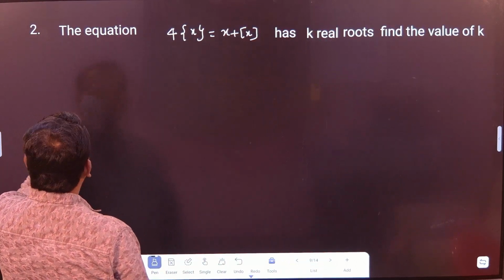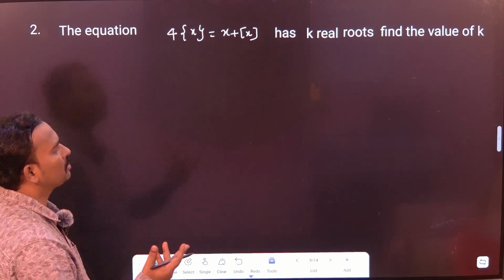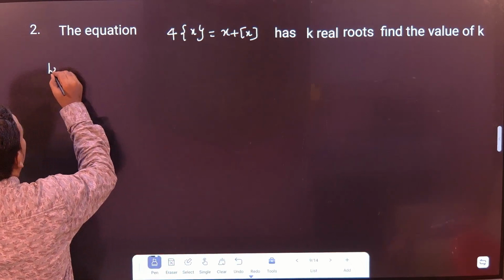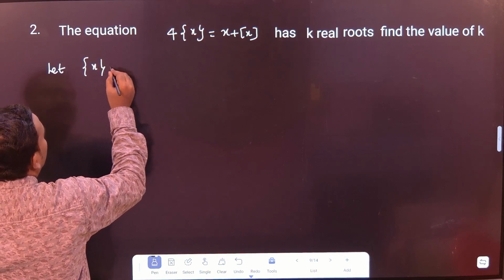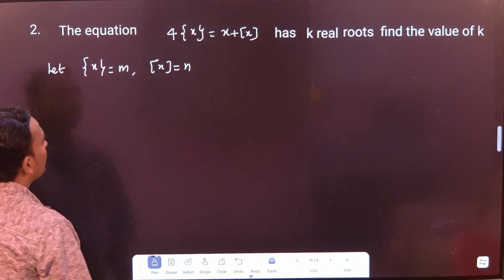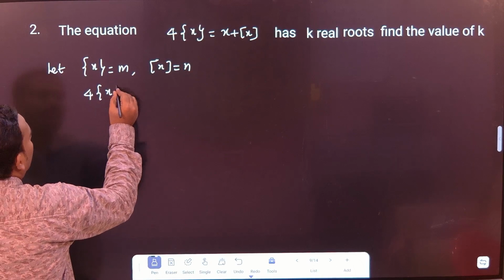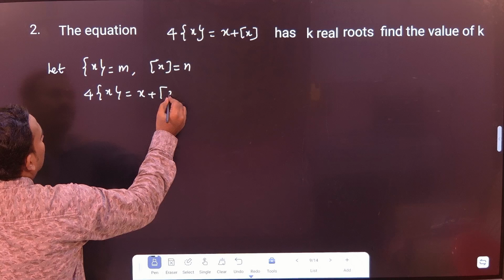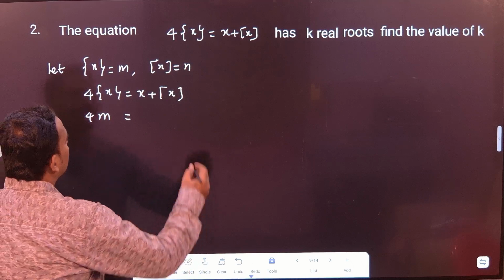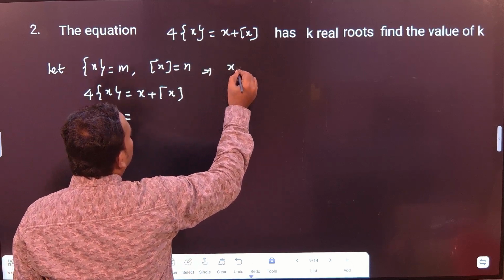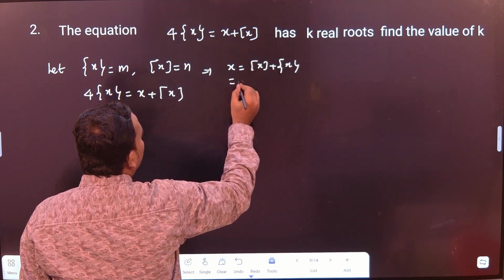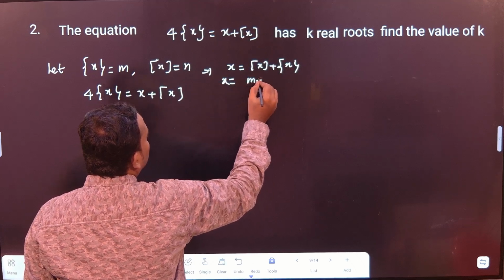You can see the equation has k real roots. Find the value of k. Let me take the same idea. Let the fractional part function be m and the greatest integer function be n. So how to rewrite this? 4 times the fractional part function of x plus the greatest integer function. How to write x? You know that x is equal to the greatest integer function plus the fractional part function, right? So x is equal to m plus n.